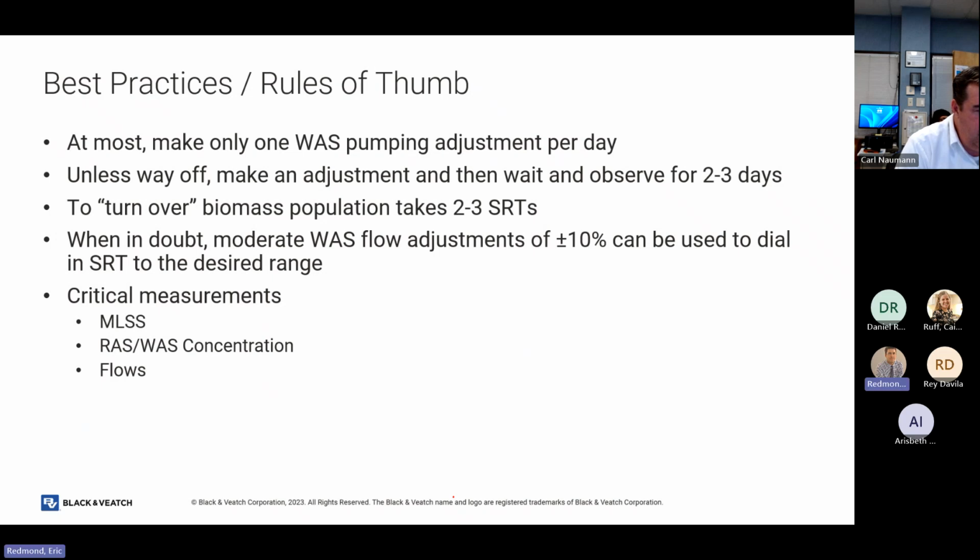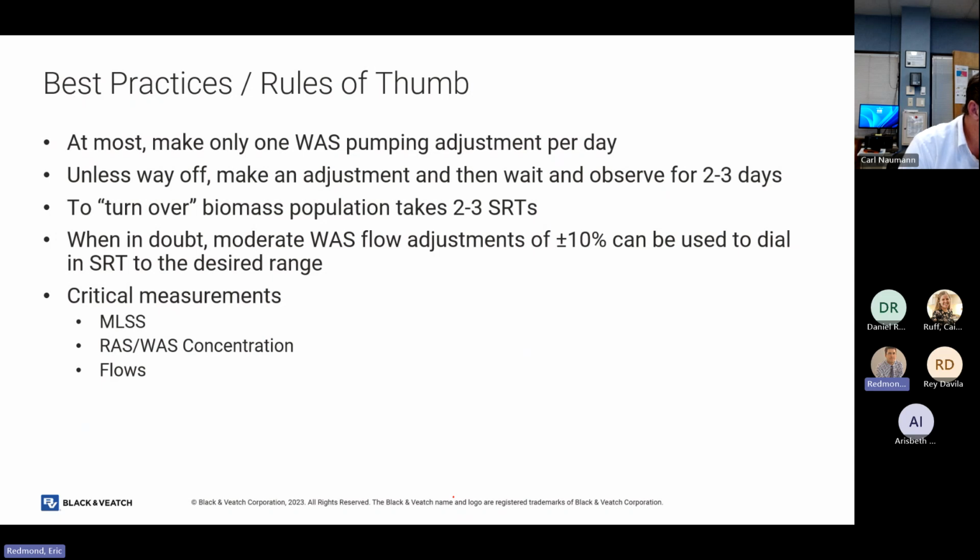Unless you're way off and you know your SRT is 5 or 10 days off, if you're making an adjustment, wait and observe for 2 or 3 days. Keep wasting over those 2 or 3 days at that same rate. Generally, the rule of thumb we use to turn over a biomass population is 2 to 3 SRTs.